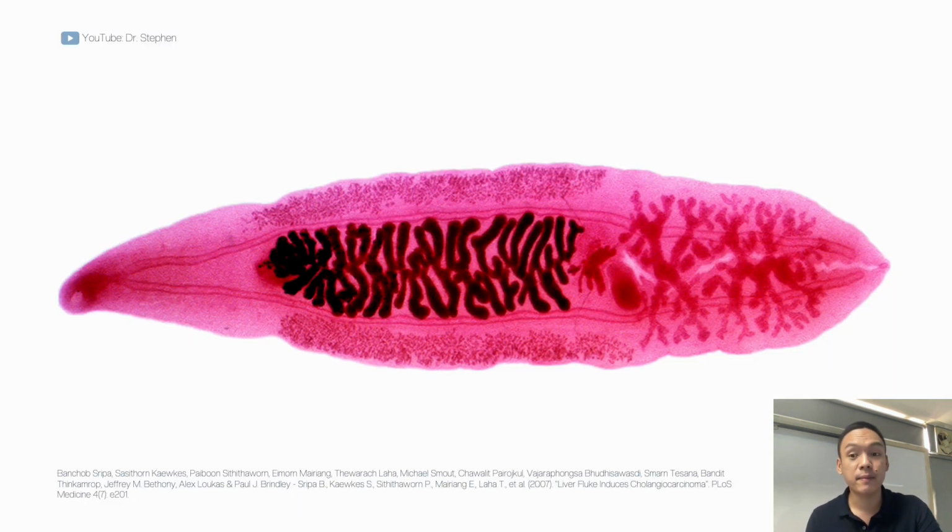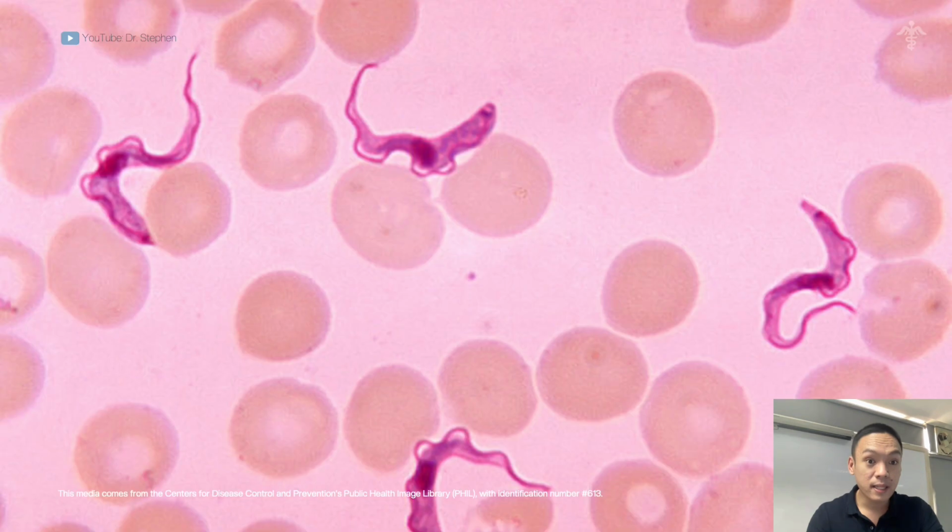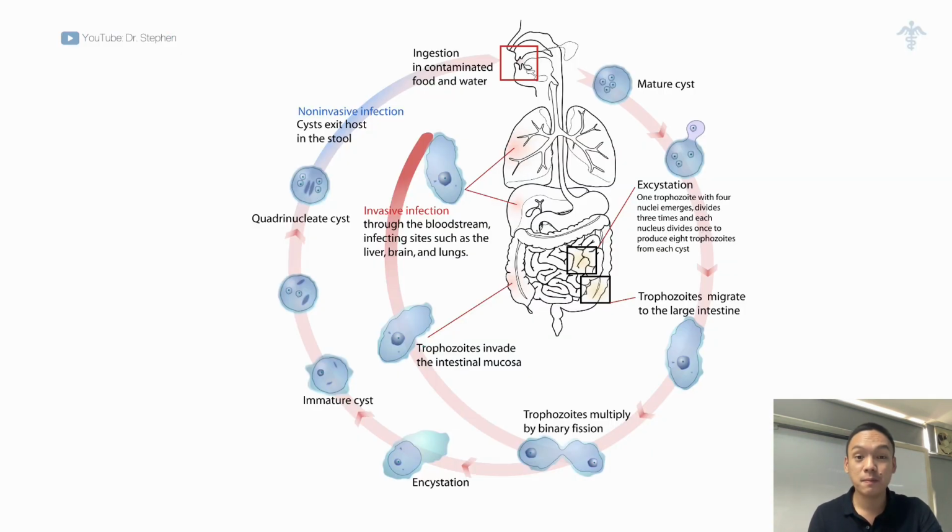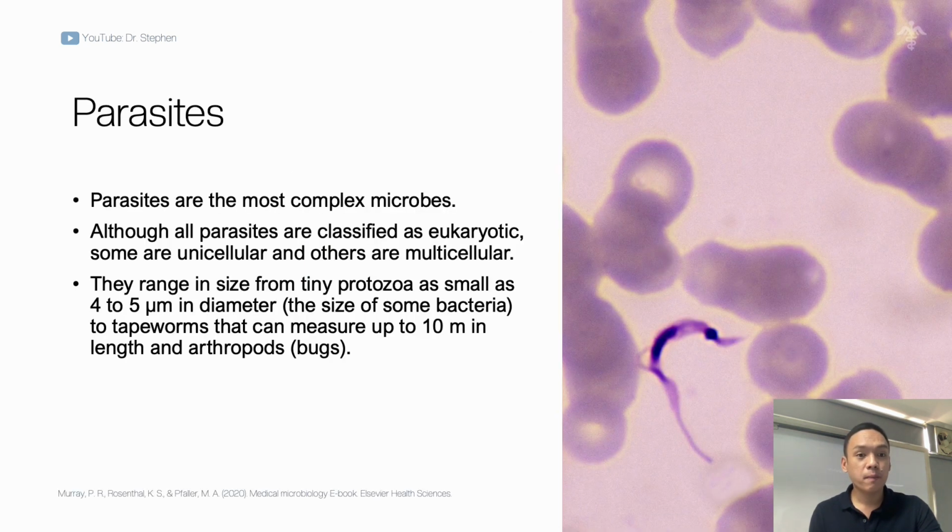This is an image of Clonorchis sinensis, a Chinese liver fluke which is trophically transmitted. Another micrograph of the vector-transmitted protozoan endoparasite Trypanosoma among human red blood cells. This is an example of the life cycle of Entamoeba histolytica, an anaerobic parasitic protozoan transmitted by the fecal-oral route. Parasites are the most complex microbes.